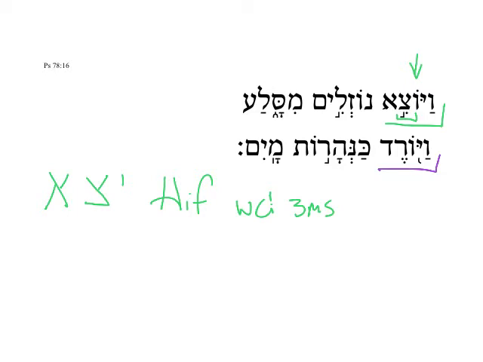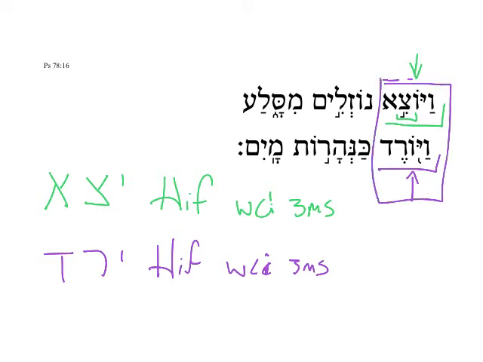vayored. Now again, this comes from yod, resh, dalet, and we can see the holem vav, so this tells us this is the hiphil stem, vav consecutive, imperfect, 3ms. He caused to go down. So again, in the hiphil, the yod kind of reverts to its true form, the vav. Not in the kal, only in the hiphil, in the nifal.